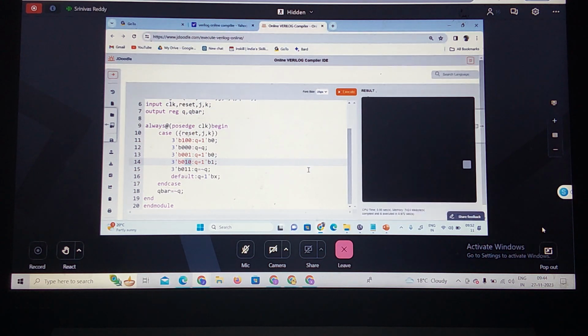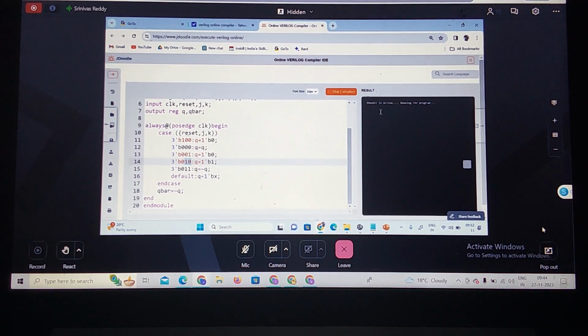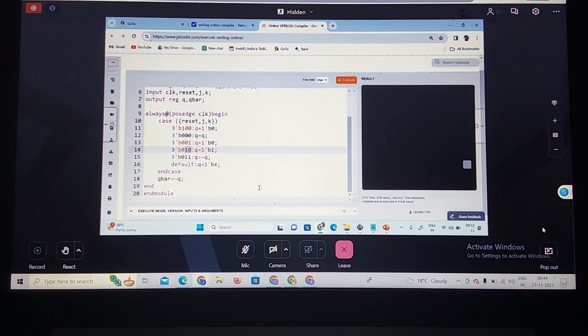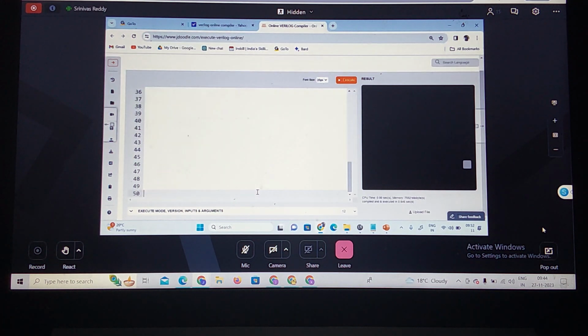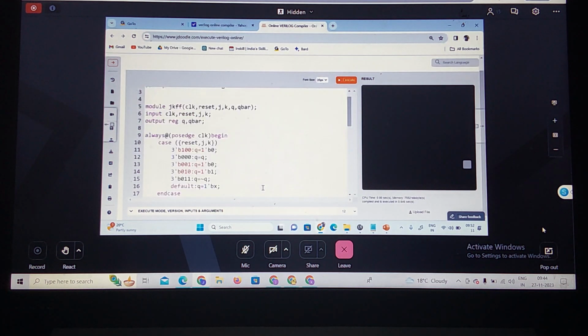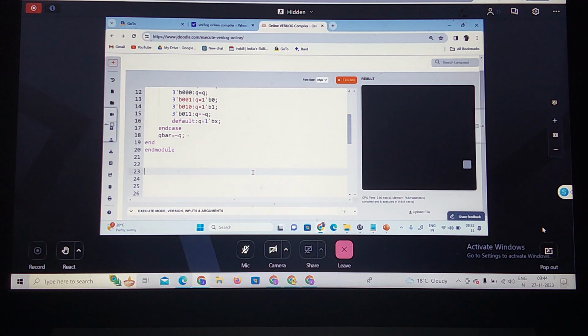Can you write the stimulus to this design? Write a stimulus to this. Now there is no error. Okay. Now can you write the TB to this? Write the stimulus to this. Are you understanding this program? Okay. Now write the stimulus with this module TB.